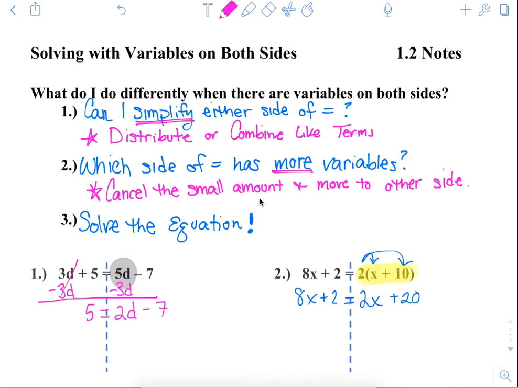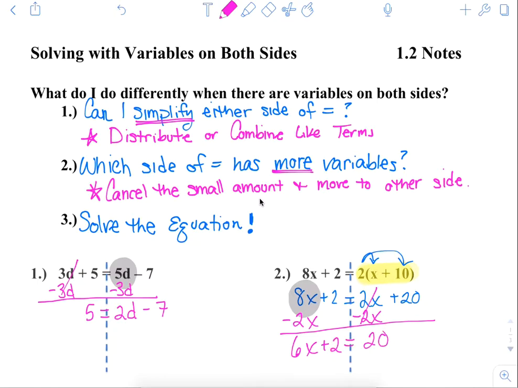Okay. If we did the same thing for problem 2, we would be asking ourselves which side has more x's. Well, between the 8x and the 2x, that would be the 8. So I'm going to take my 2x's, cancel them out. It's a positive, so I need to subtract it. Minus 2x. What I do to one side, I have to do on the other side. So I'm going to move minus 2x to the other also. 2x's are going to cancel out, and we would say, well, what do I have left over? 8x's minus 2x makes 6x's plus a 2 equals 20, okay?